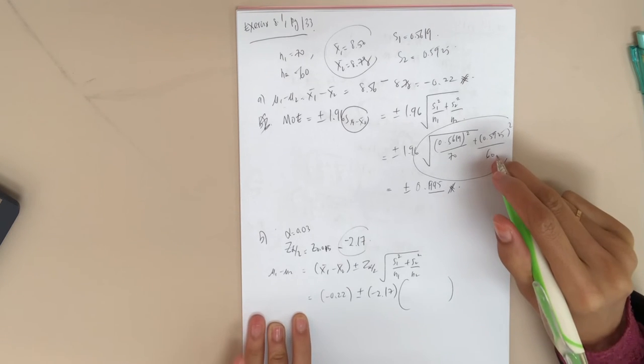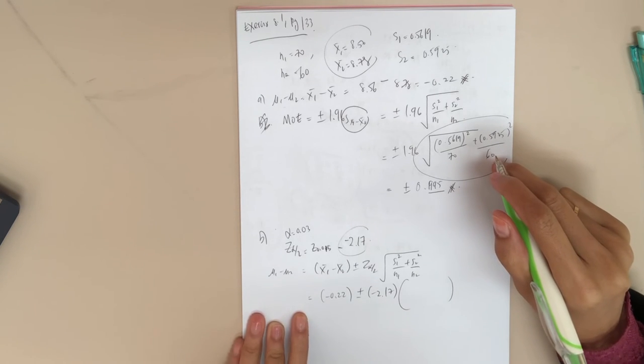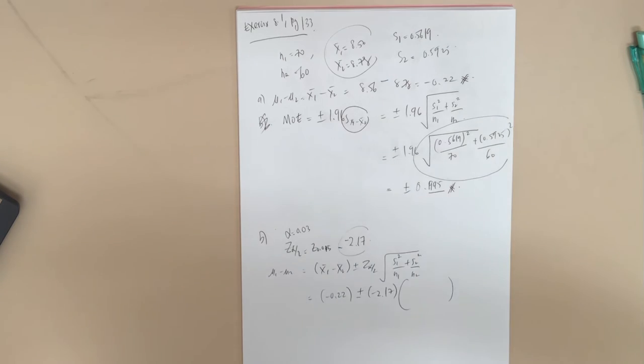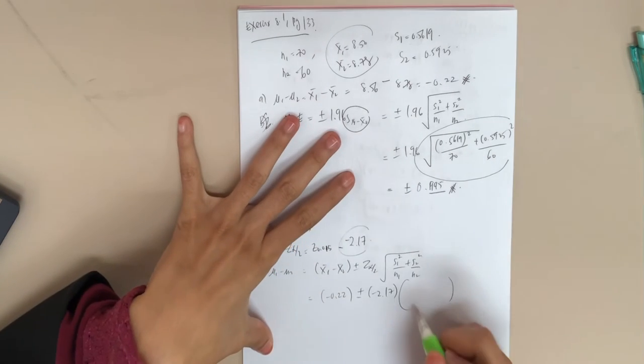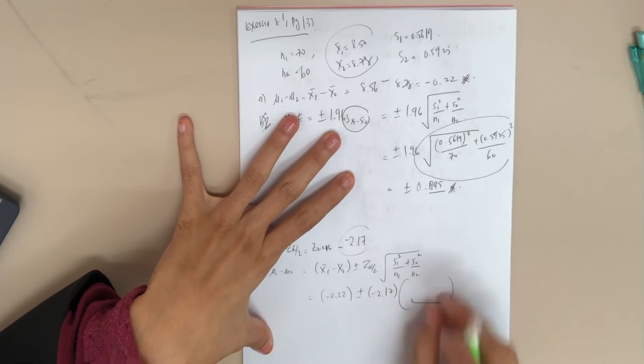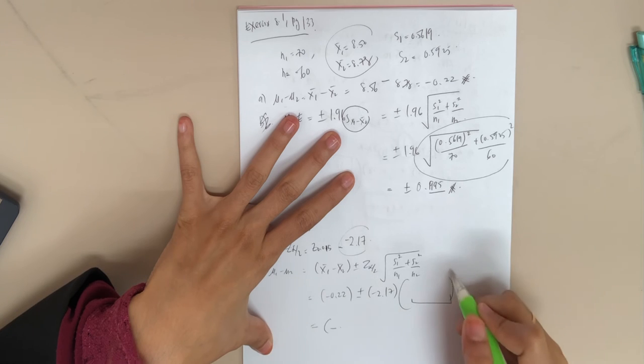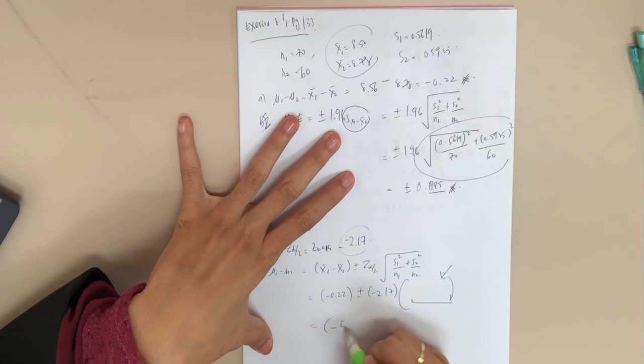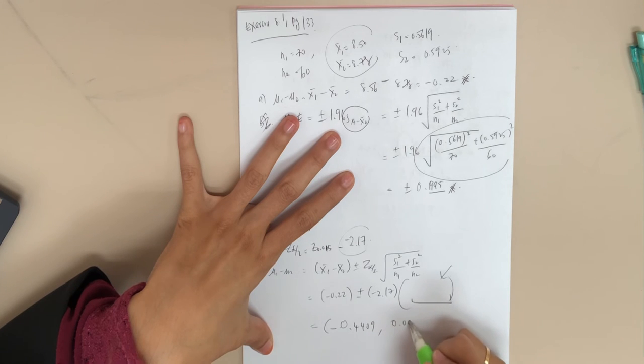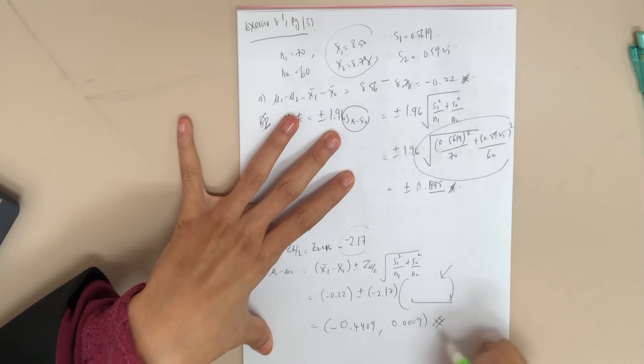What is the difference? Because I just calculate directly from the calculator, so I didn't write exactly the number of it. So yes, the answer will be the final one. I just write the final one, so maybe you can try by yourself. Negative 0.4409 and 0.009.